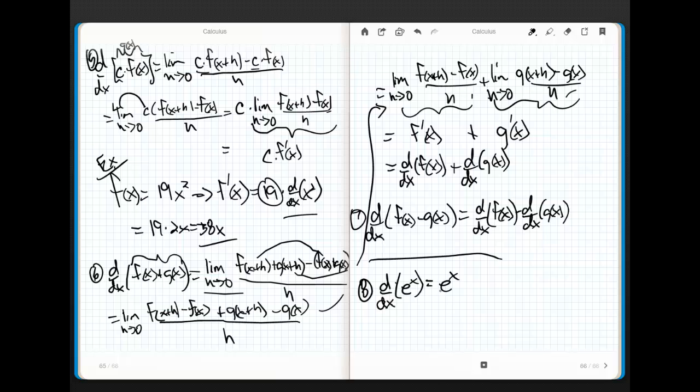E to the x. E to the x is one of the only functions that is its own derivative, other than 0. The derivative of 0 is 0. Derivative of e to the x is e to the x.